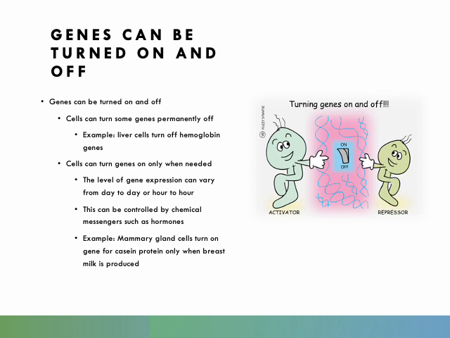Okay, so all of our genes are able to turn on and turn off, and 90% of the time, if not more, they are controlled by hormones in our body, which are chemical messengers. And we'll talk a lot about how these hormones control our genes when we get to the endocrine system.